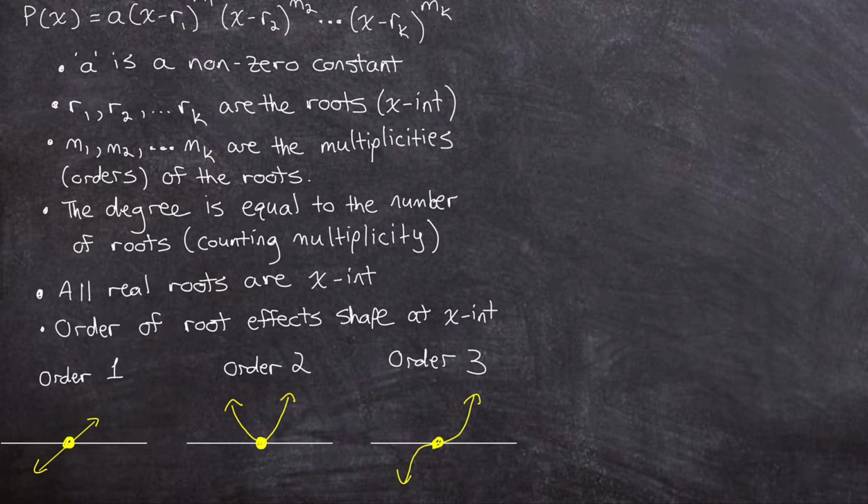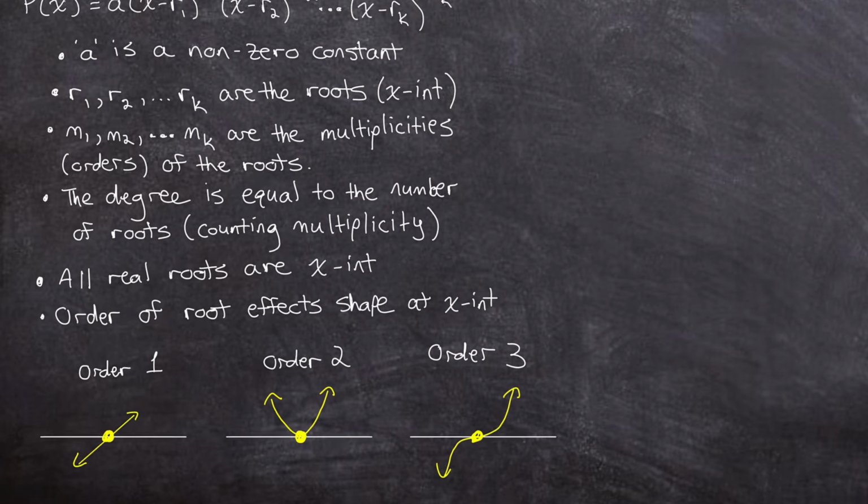And I should also mention that any even order higher than order 2 is going to have a similar shape to this at the x-intercept, where it just bounces off the x-axis. But the higher the order is, the flatter it's going to get around the x-intercept. And the same thing for odd orders. Any odd order higher than order 3 is still going to make this S shape through the x-intercept, but the higher the order is, the flatter it's going to get around that x-intercept.